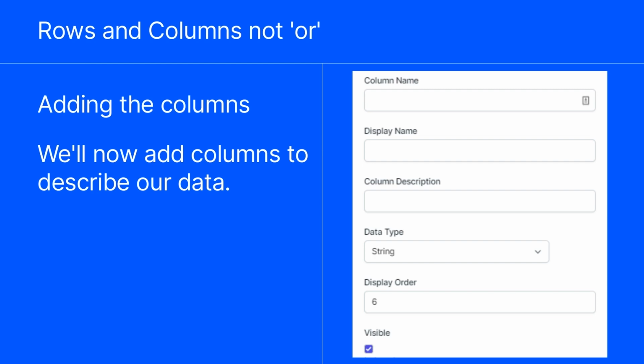Visible chooses whether the column is visible or invisible to the end user. Invisible columns can be used by workflows to store data, but are not shown to the user. Finally, indexed means that the column will be indexed for faster searching. This is useful for columns that are used to search for data.